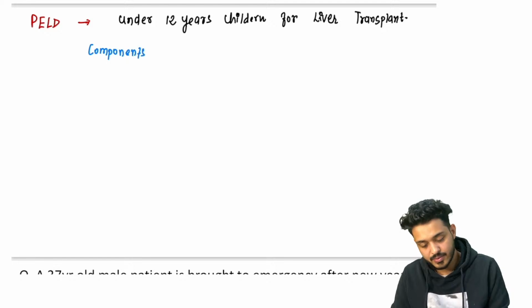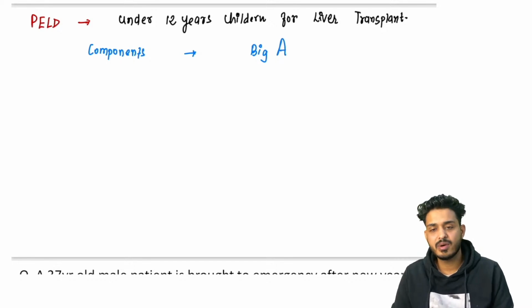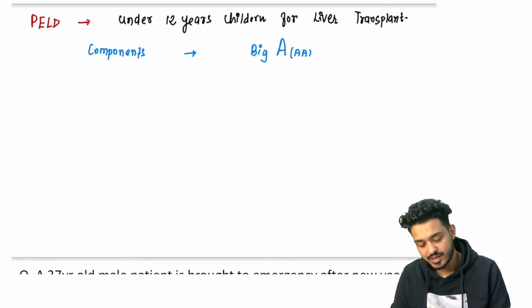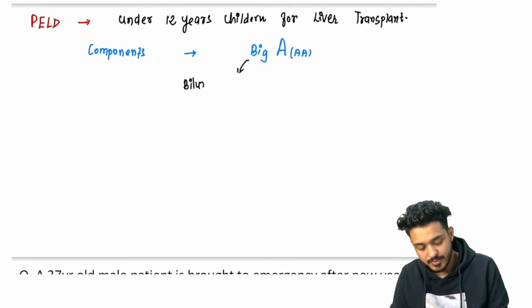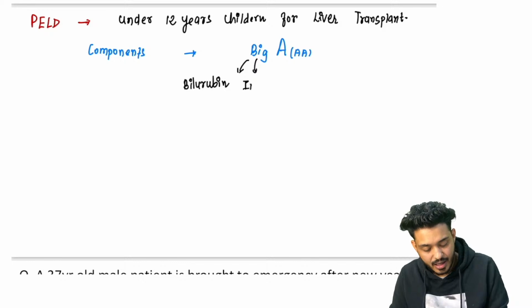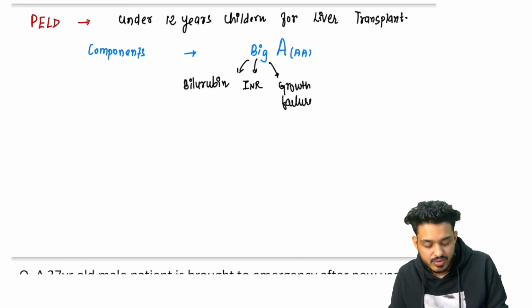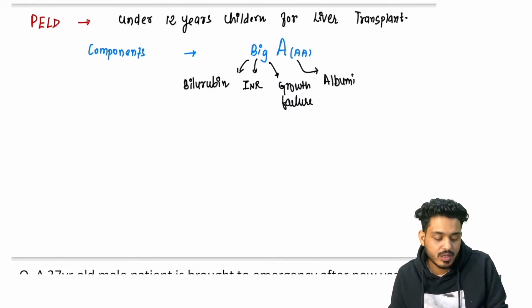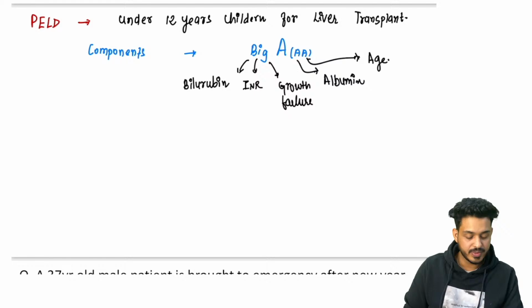What are the components? So you can remember big A, बड़ा वाला A. Okay, ये बड़ा क्यों हो गया? Because it is having 2 double A, right? So B for bilirubin, I for INR, G for assessment of growth failure. Any double A, first A is responsible for the albumin levels and second A is responsible for the age of the person, right?